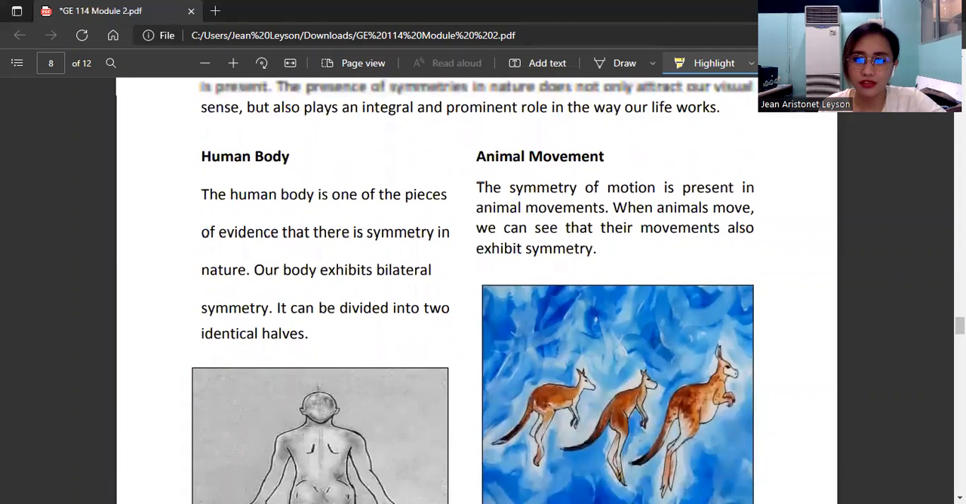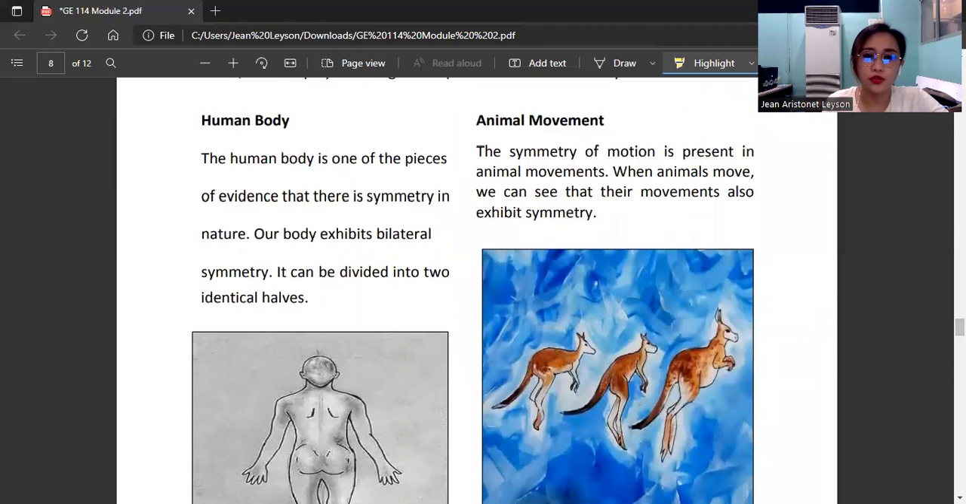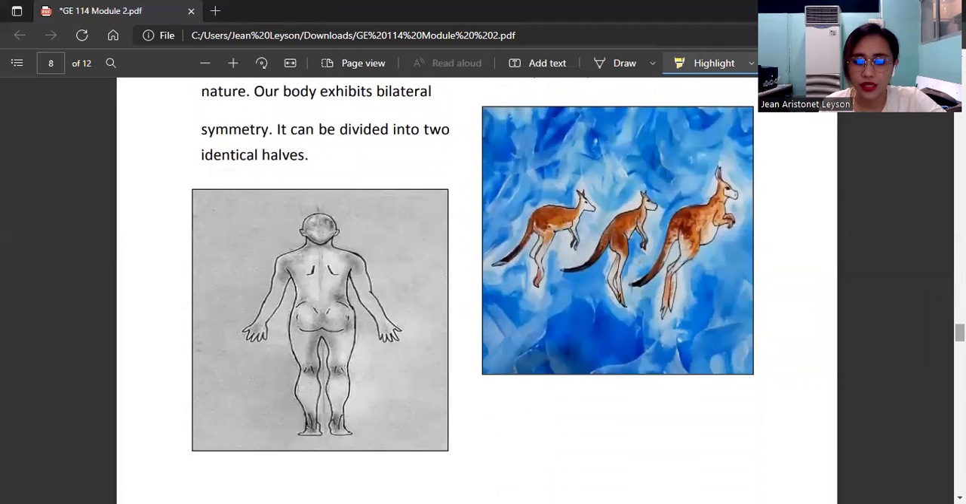So let's have this example, the human body. The human body is one of the pieces of evidence that there is symmetry in nature. Our body exhibits bilateral symmetry. It can be divided into two identical halves. So we have here a picture of the human body. Now, if we divide that into two, I'm sorry, the line is not straight. But yeah, if we divide that into two, the image that we see on the left will be identical with what is on the right.